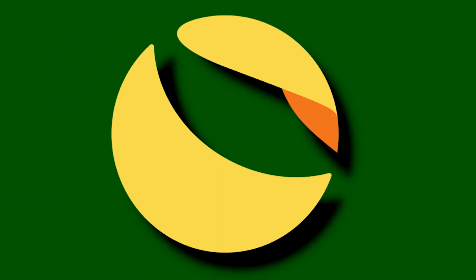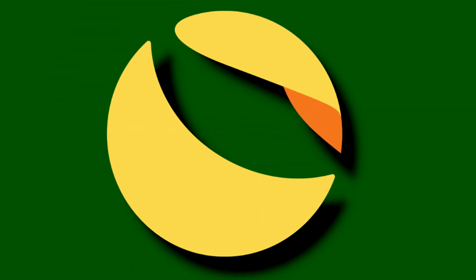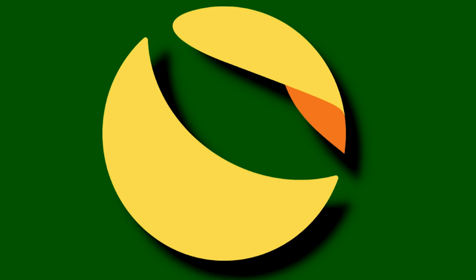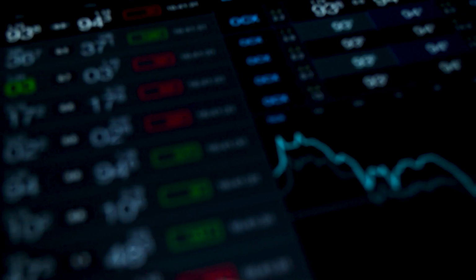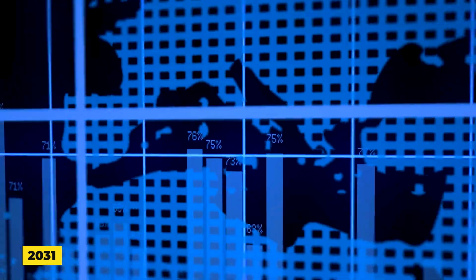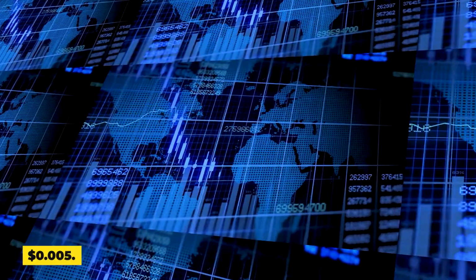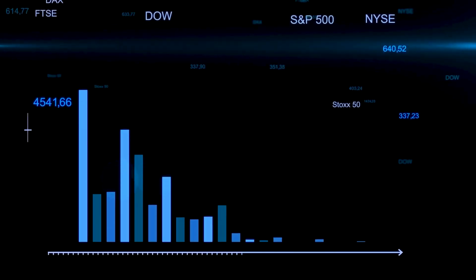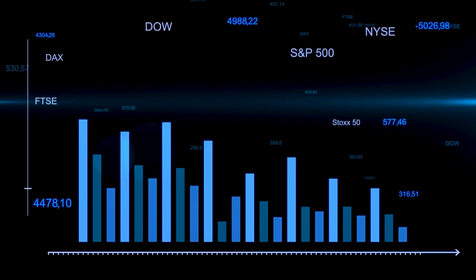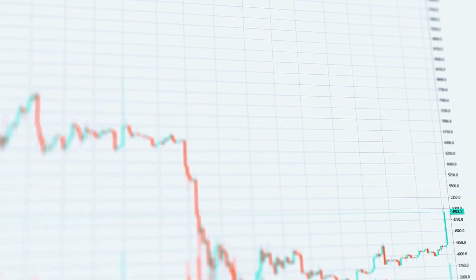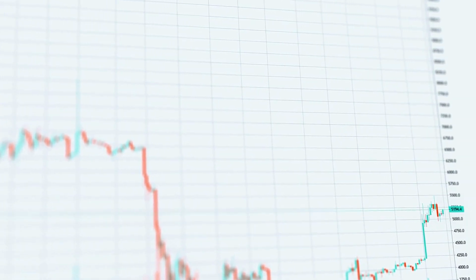Finally, Terra Luna Classic has the exceptional potential to reach new heights in terms of pricing. Certain industry professionals and financial analysts predict that by the year 2031, the price of Terra will have reached an all-time high of $0.005. Be careful when it comes to investing in algorithmic stablecoins. If you do not know the crypto market and its volatility, it is advisable to stay away from trading to avoid losses.